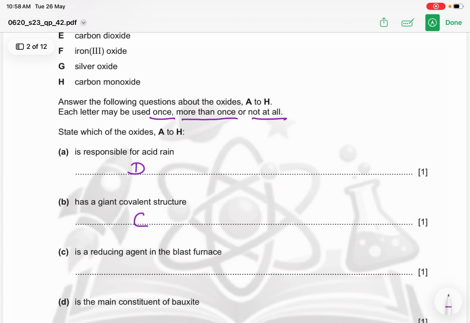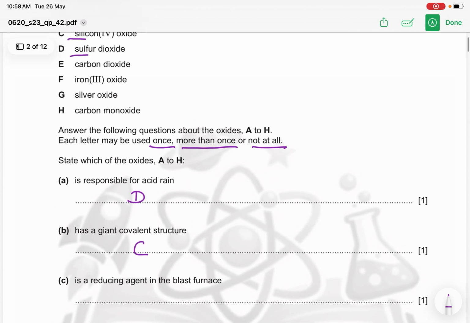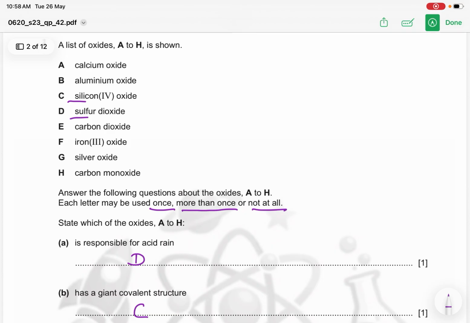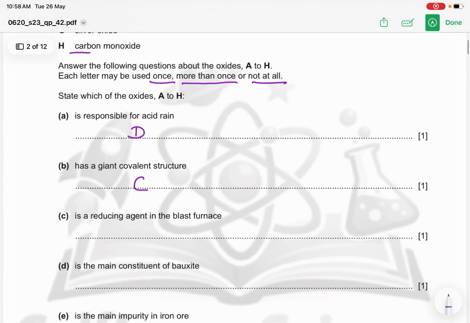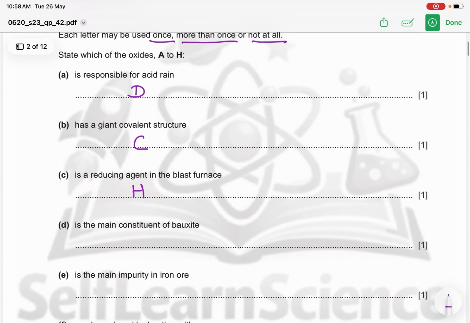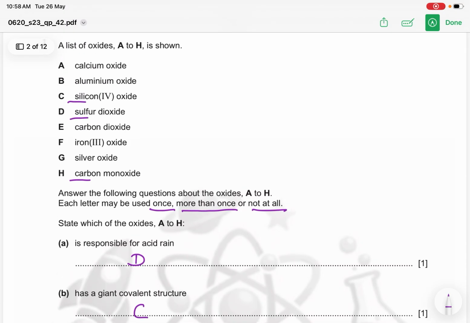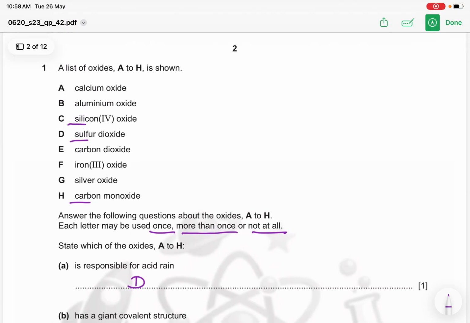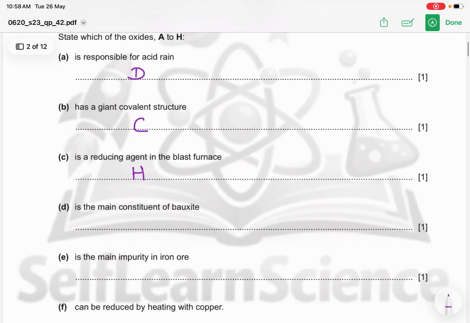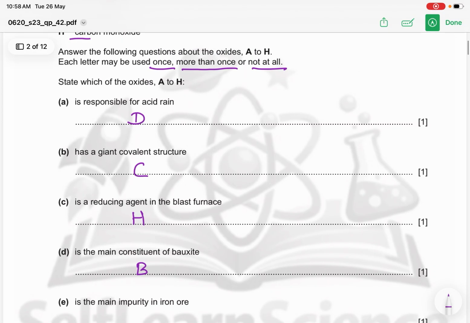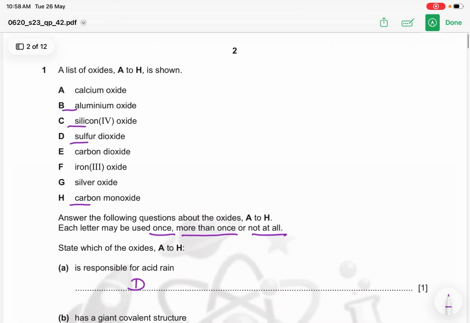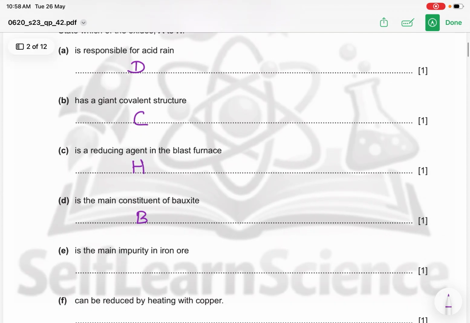Next is a reducing agent in blast furnace. So in blast furnace, we use carbon monoxide, that is our reducing agent. We have that here, and the answer is H. Next is the main constituent of bauxite. So the constituent of bauxite is mainly aluminium oxide, and we have that here, that is B. Is the main impurity in iron ore. So we have impurity in iron ore, that is silicon oxide. Again it is repeated, so we'll write C here.